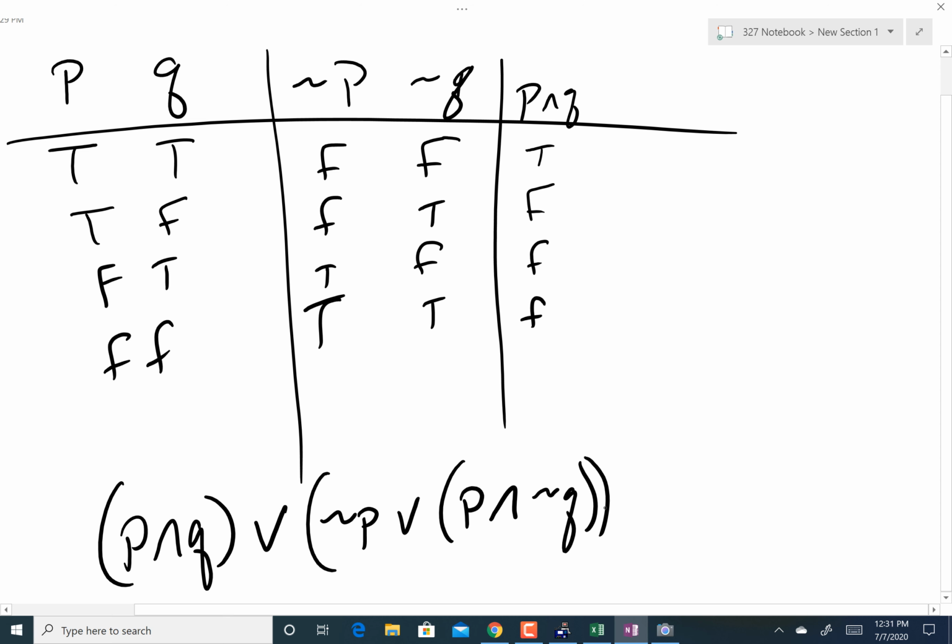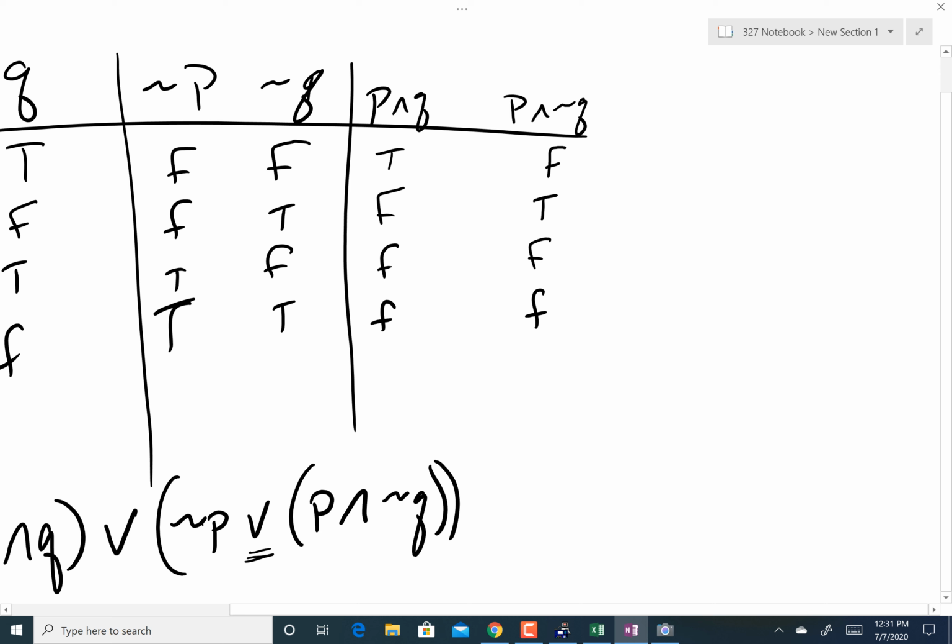So let's do this here. P and not Q. Let's go ahead and find this one out. P and not Q is false, true, false, false. Now I want to take the OR of not P and this last column I did. Remember, this is OR. So if either of them is true, I'm going to write true. So that's not P, or P and not Q.